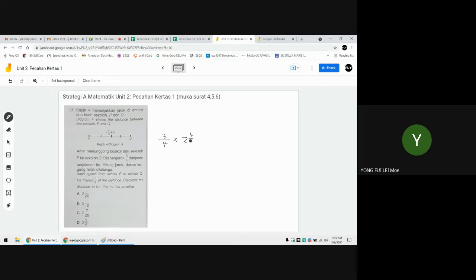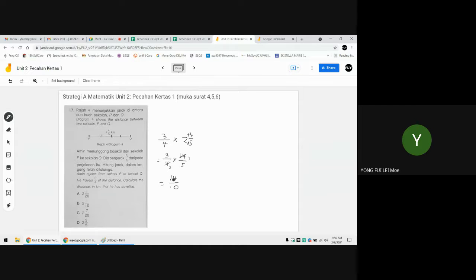4/5. So what do we do? Change this to improper fraction. 14/5. Okay, so 3 and 5 cannot be simplified. 3 and 4 cannot be simplified. 4 and 14 can, with the multiplication table of 2. 2 times 2, 4. 2 times 7, 14. So cannot be further simplified, so multiply directly. 3 times 7, 14. 2 times 5, 10.